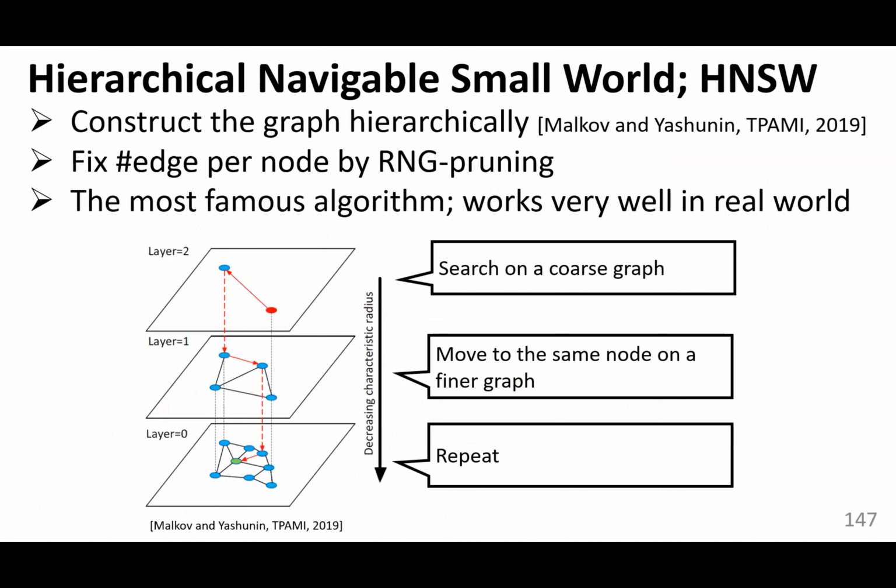Hierarchical Navigable Small World, HNSW. This is one of the most famous ones. Maybe you think graph-based search means HNSW, right? So we construct the graph hierarchically and fix the number of edges per node by RNG pruning. So this is not dense, because for a given node the number of edges is kind of fixed by the pruning. It works very well for the real world, and it's hierarchical. So it's good.